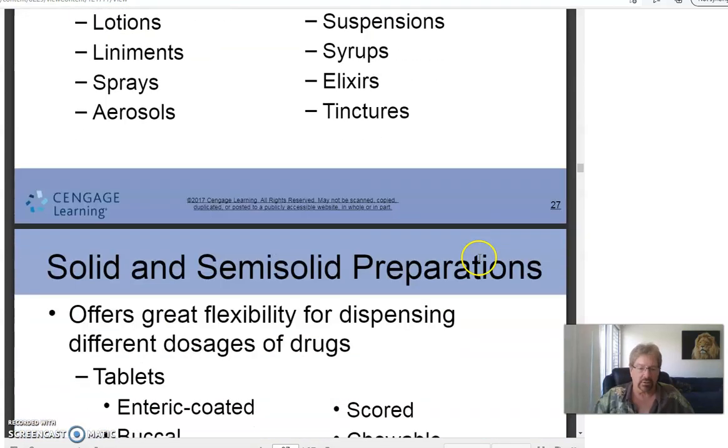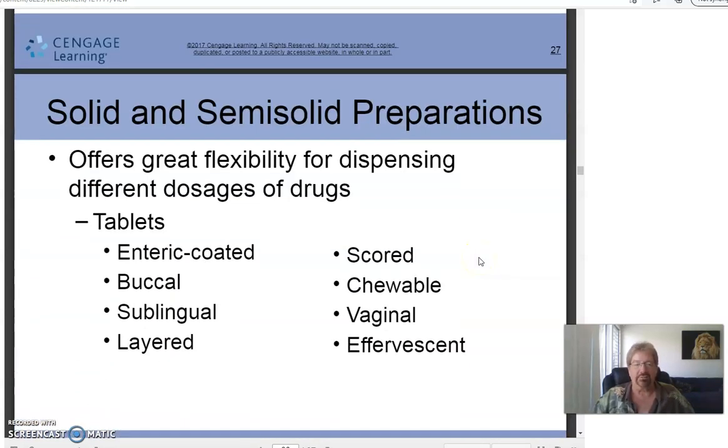Okay, solid, semi-solid preparation. Offers great flexibility for dispensing different dosages of drugs. Tablets can be enteric coated. They have a special coating on them. A lot of this stuff, guys, irritates people's stomachs, so they have it enteric coated where it'll get past that without irritating the stomach.